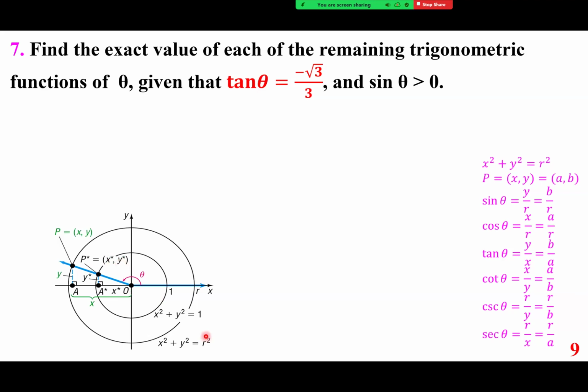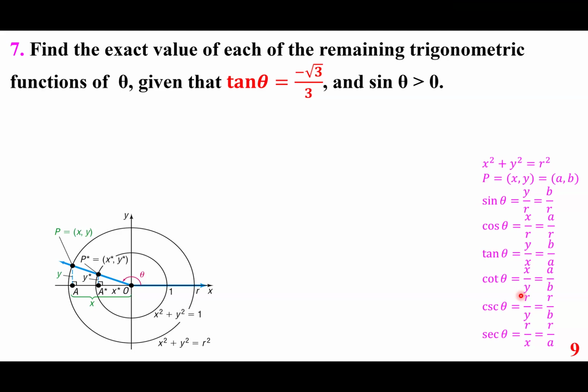When the radius is no longer 1, and x squared plus y squared equals r squared, and P, let's say, is being represented by a or b or x or y, sine is y over r, cosine is x over r, tangent is y over x, and the rest of them are the reciprocals, if you want to go with that format. So that's just reminding you of what we had. Now, if we want to go with that, we have to figure out the quadrant, the value of x, y, or r, whatever is given.